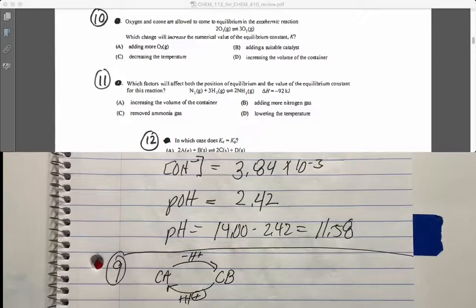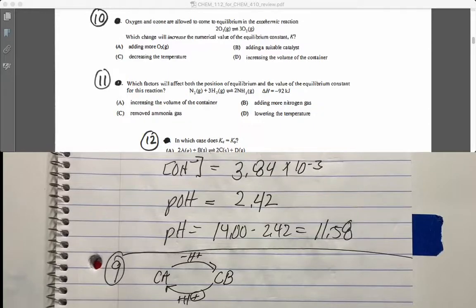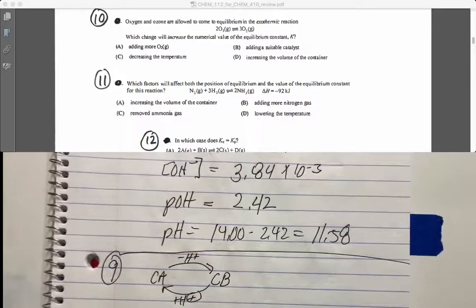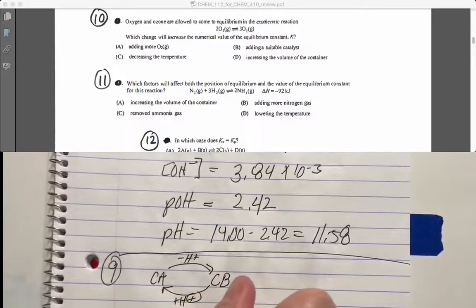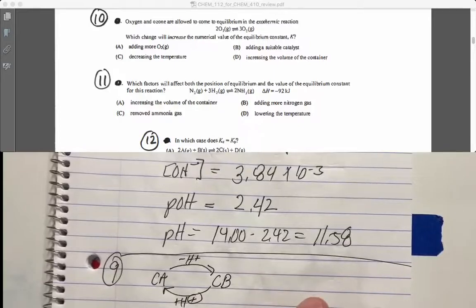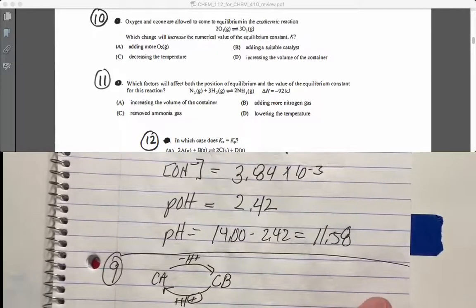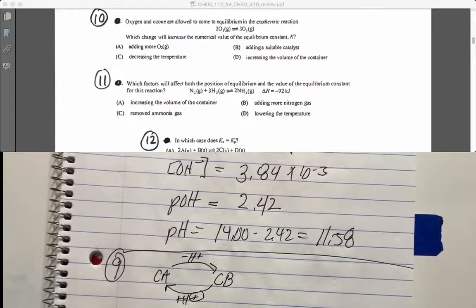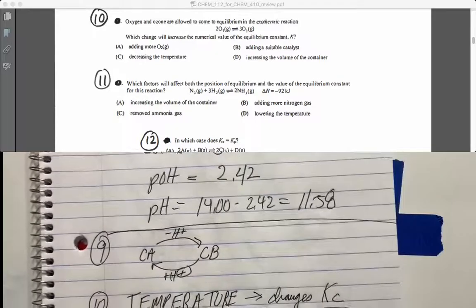Number 10 here, oxygen and ozone are allowed to come to equilibrium in this exothermic reaction. What change will increase the numerical value of the equilibrium constant? And there's only one thing that changes a rate constant, and there's only one thing that changes an equilibrium constant, and that's temperature. Okay, one thing in the entire universe. None of those other things do, only the temperature.